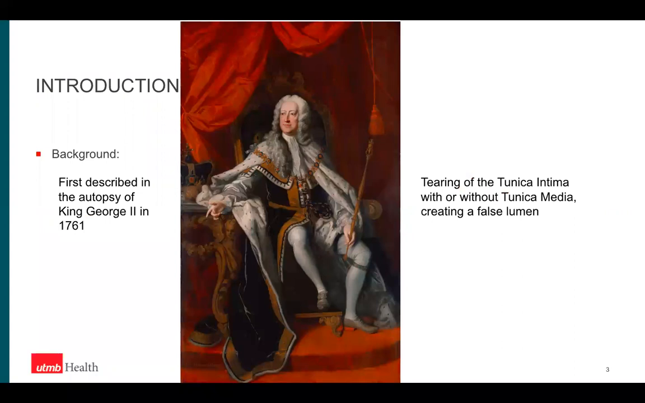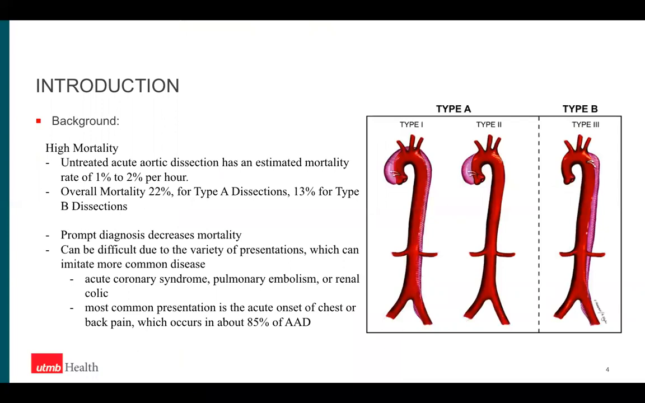Acute aortic dissection was first described in the autopsy of King George II in 1761. This, of course, is a tearing away of the tunica intima with or without the tunica media in the blood vessel, creating a false lumen. This has a very high mortality. Untreated acute aortic dissection has an estimated mortality of 1 to 2% per hour. Overall mortality is 22% for type A aortic dissections and 13% for type B aortic dissections.